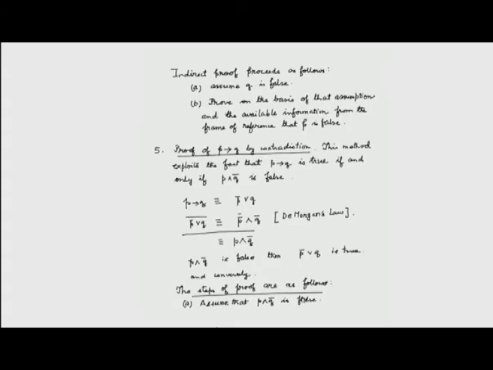Assume that this is true, not false. On the contrary, start by assuming that P and Q complement, that is, P and not Q, is true.